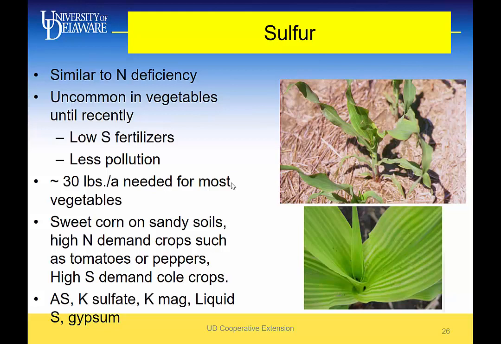We have a lot of ways to get sulfur: potassium sulfate, ammonium sulfate, K-Mag, liquid sulfur, gypsum. There are a lot of ways to get sulfur into a system. Oftentimes we'll use some ammonium sulfate because you're getting some nitrogen and sulfur. It's 21% nitrogen, 24% sulfur.